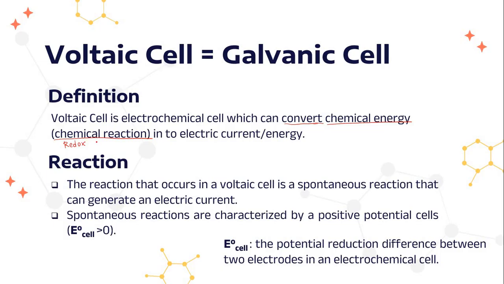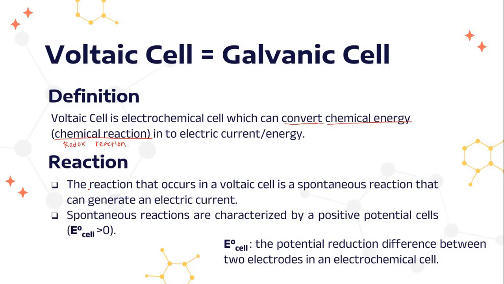The reaction is a redox reaction. Now we have learned about redox reactions in the previous semester. So this topic, electrochemistry, is a continuation of the redox reaction topic. Voltaic cells and electrolysis cells are advanced applications of redox reactions. Now let's continue with what happens in voltaic cells.